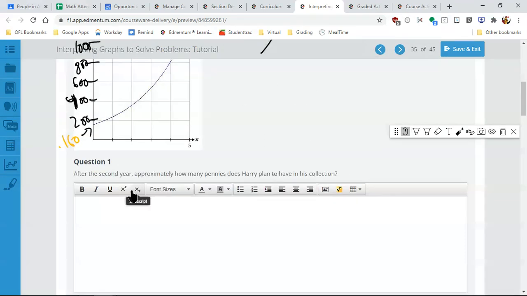So I'm going to scroll down here to the second year. This is first year, second year. So after the second year, he has about, I don't know, I'm going to say like 380. You guys can do your best guess. I'm guessing 380.